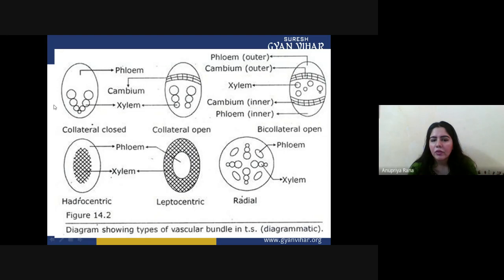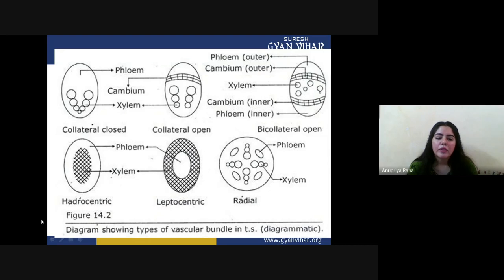These are the collateral bundles, and if they are present inside one sheath, they will be called closed. If they are present opposite to the cambium ring, they will be called open. But if they have inner phloem, then cambium, then xylem, then outer phloem, this arrangement shows that the xylem is present only in the middle section and phloem is present at the top and also at the bottom region. This kind of arrangement of vascular bundle is known as the bicollateral type.